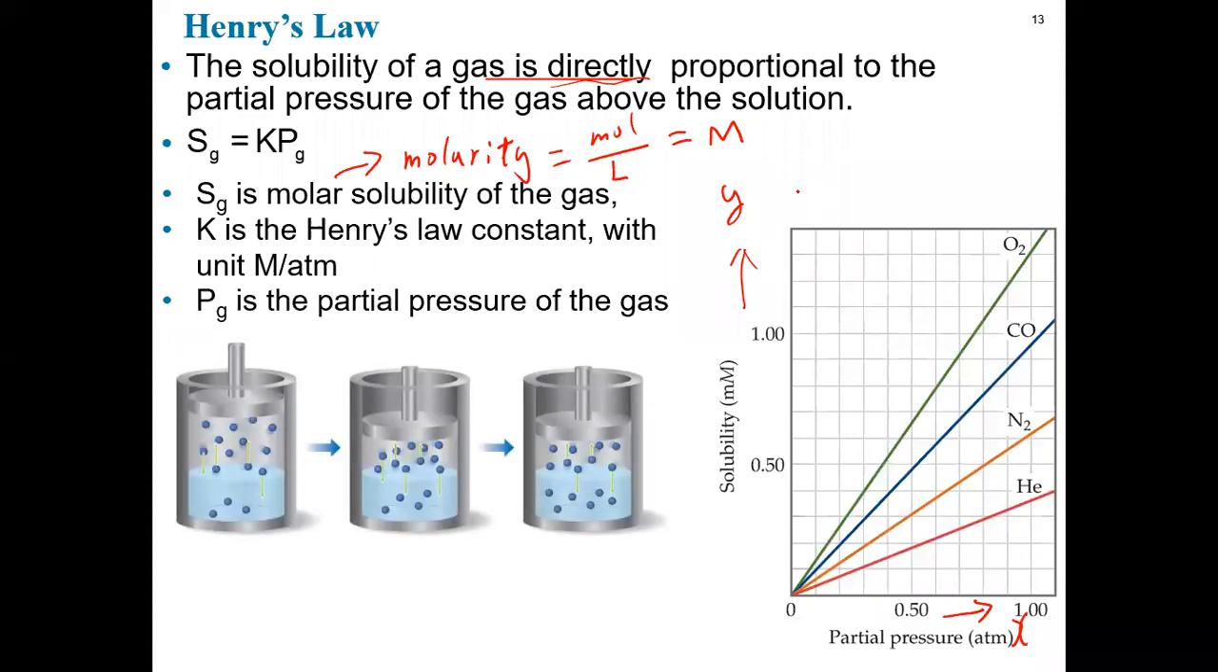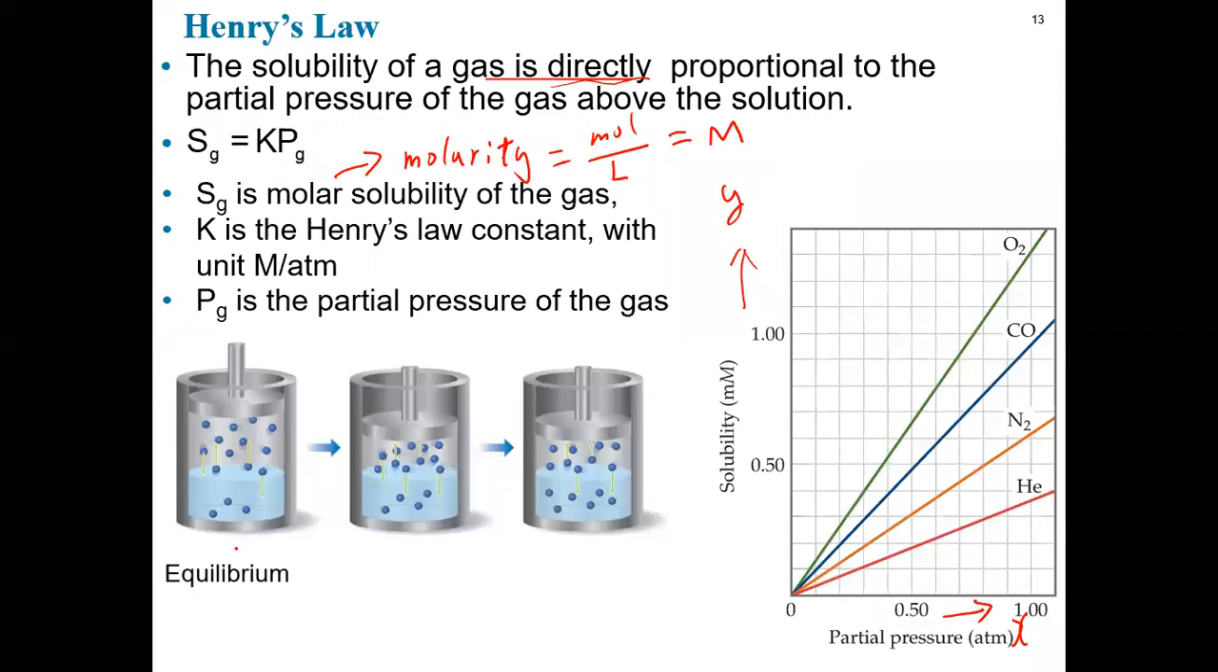Okay, so graphically, we have these three pictures. We have this cylinder that initially has a solution and a gas. Then we push down this piston and increase the pressure. As a result, when you increase the pressure, you can see the solubility of the gas in the solution increases, which is simple to observe.